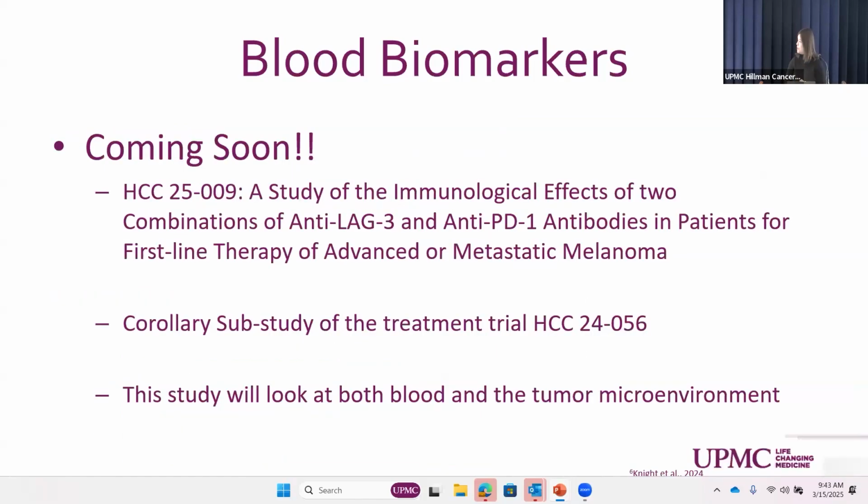And then as a sneak peek, we have a really exciting study coming up soon, 25009, continuing with the study numbers here. This is a study of Dr. Kirkwood looking at the immunological effects of a combination of anti-LAG-3 and PD-1 for first-line patients.